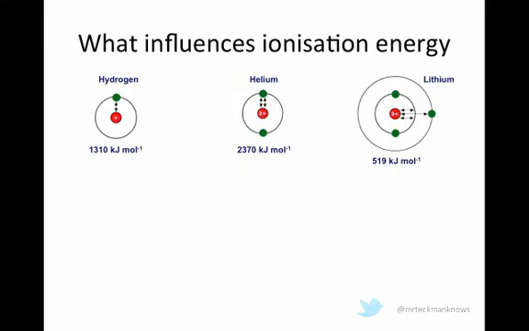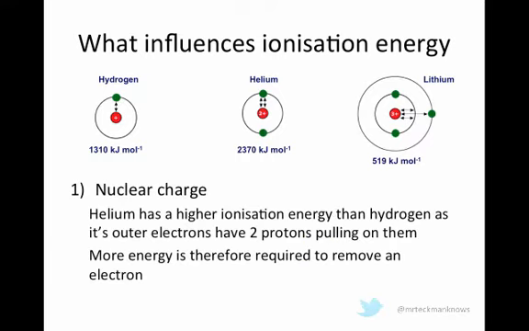Okay, so what influences ionisation energy? Here we've got 3 ionisation energies for hydrogen, helium and lithium. Helium has by far and away the most and lithium the least. So first thing is nuclear charge. Helium has 2 protons in its nucleus, so it's got a much stronger pull on the electrons. The more positively charged the nucleus is, the more strongly it can hold onto an electron.